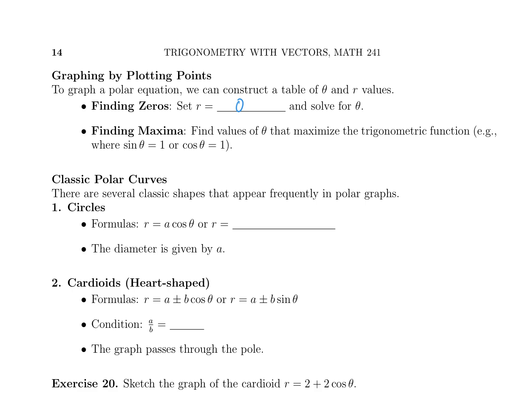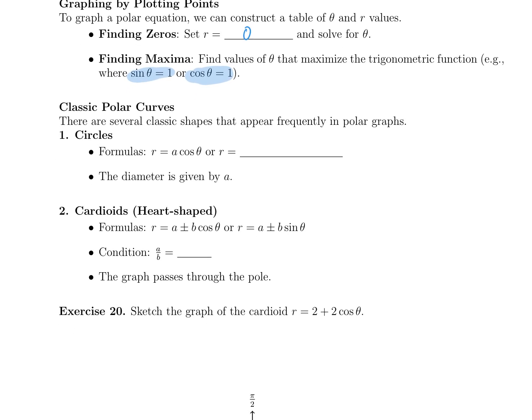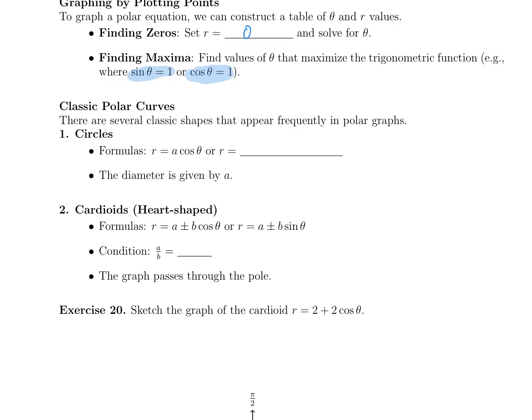And then the second thing that you want to do is find the maxima. That means you want to find the values of theta that maximize the trig function. So you simply replace sine theta with 1 because that's the maximum that sine theta could be, and also cosine. The maximum value of cosine is also 1. So you just replace those two functions with 1. Okay, so there are some classic curves, such as circles and cardioids.